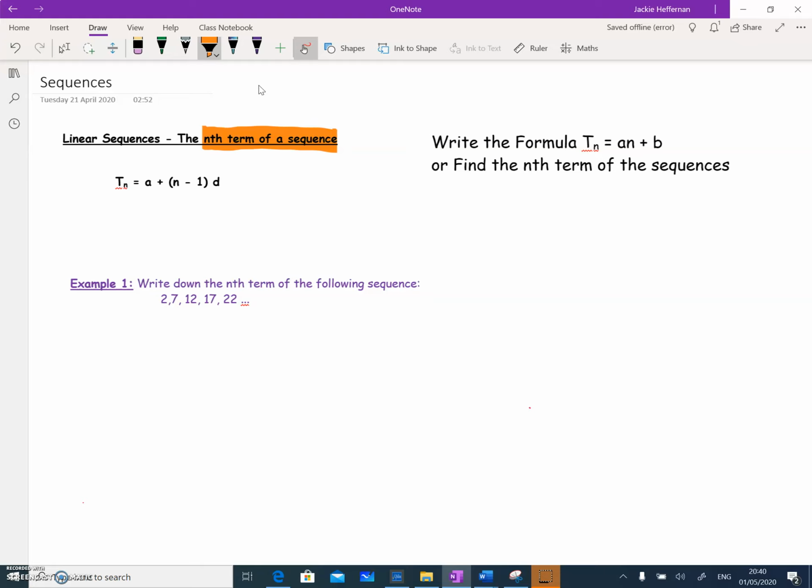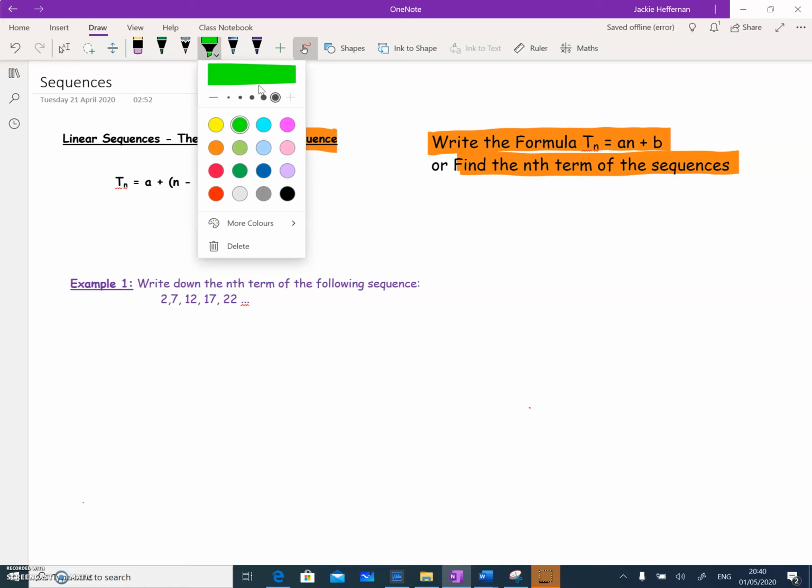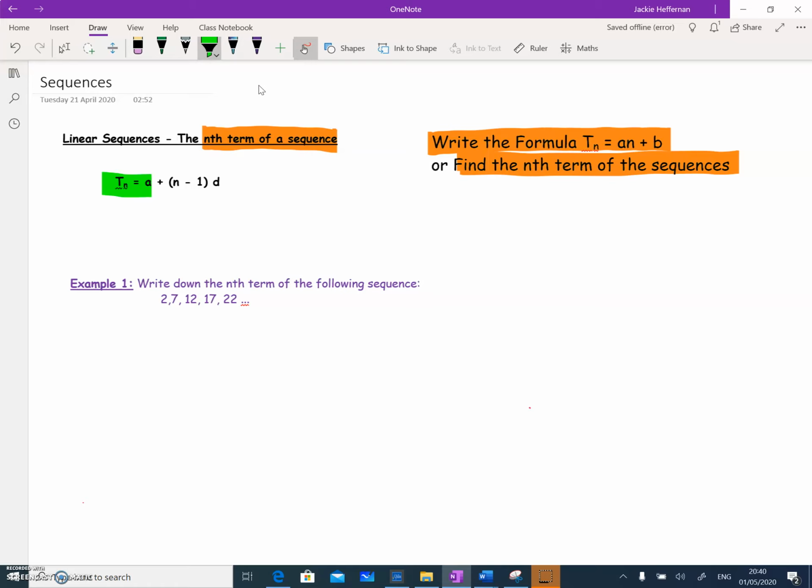The other way they can ask you this question is: write the formula Tn equals an plus b for a particular linear sequence, or find the nth term of a sequence. Now, the formula we use is this one here, and this is in your log tables. You do not need to know this off by heart. You will have this on the day of your exam.